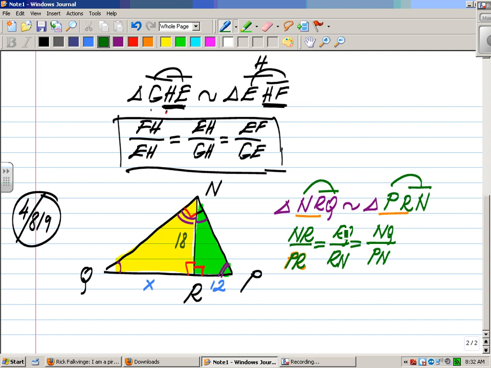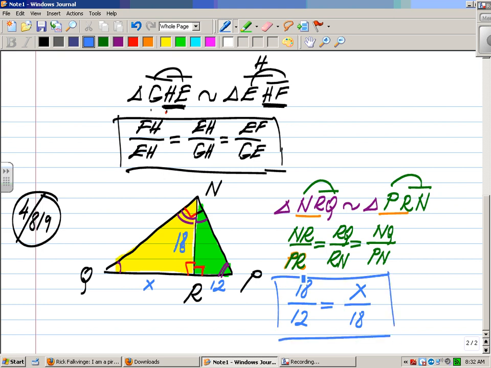All you have to do next is plug in the values that are given to you, right? Do I know NR? Yes, NR is 18. So 18 over PR. Do I know PR? I know it is 12. Should equal RQ, or QR if you want, which is the one we have to find, our variable X, over RN. Well, RN we know is 18. And this is the proportion that I'm going to use.